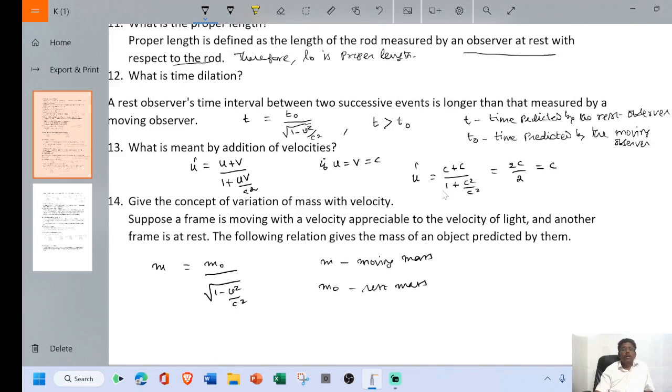See the 14th question. Give the concept of variation of mass with velocity. Suppose a frame is moving with a velocity appreciable to the velocity of light and another frame is at rest. The following relation gives the mass of an object predicted by them. m = m0 / √(1 − v²/c²) is the variation of mass with velocity. Here m is the moving mass, m0 is the rest mass, v is the velocity of the object, and c is the velocity of light.